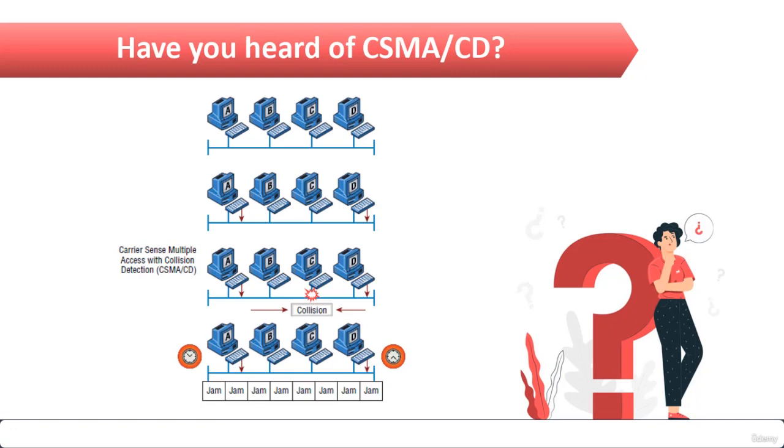Only bridges, switches and routers, but not hubs, can effectively prevent a transmission from propagating throughout the entire network. So how does CSMA/CD work?